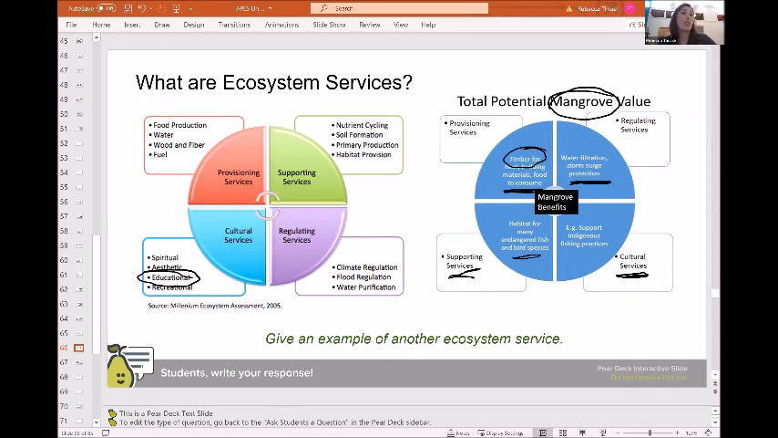Yeah, disease regulation is absolutely important. So when we have monocultures, that really allows some of these pest and plant diseases to spread very, very quickly. Yeah, if we're using some of these things to provide electricity, like if we're using that as fuel to make electricity, that's definitely a provisioning service.